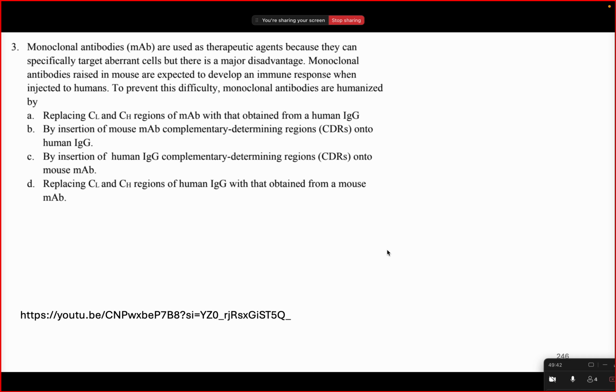a human IgG, by insertion of mouse MAB complementary determining regions into human IgG, by insertion of human IgG complementary determining regions onto the mouse monoclonal antibody, replacing Cl and Ch region of human IgG with that obtained from a mouse antibody.